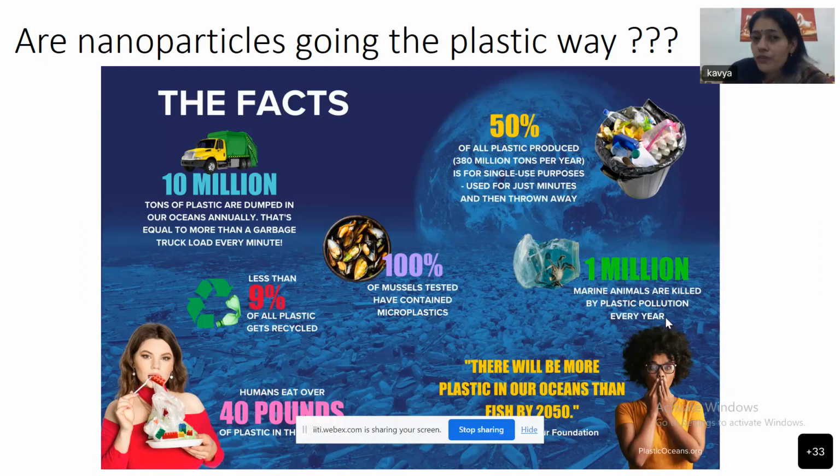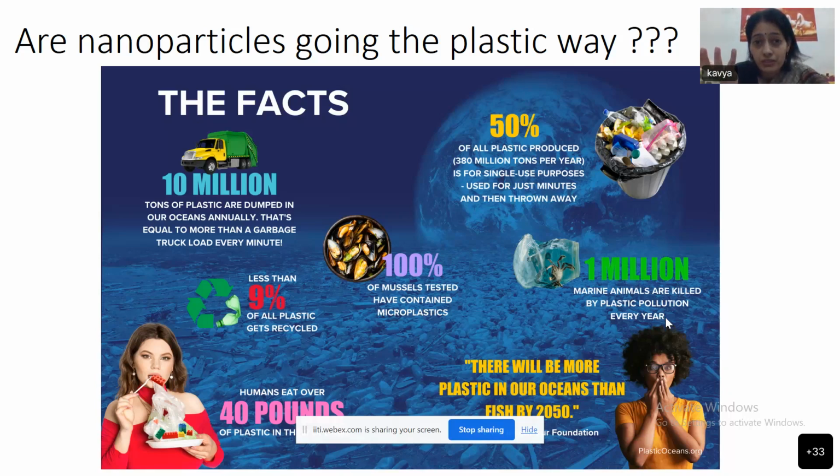So, just to give it a little more strict thought, is nanoparticle going the plastic way? The fact is that 10 million tons of plastic is being dumped in our oceans annually, and that is equal to more than a garbage truckload every minute. Now, do you understand the magnitude of this? This is for something which is measurable.